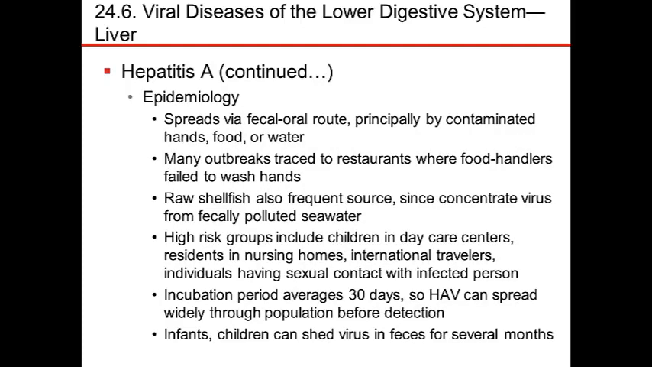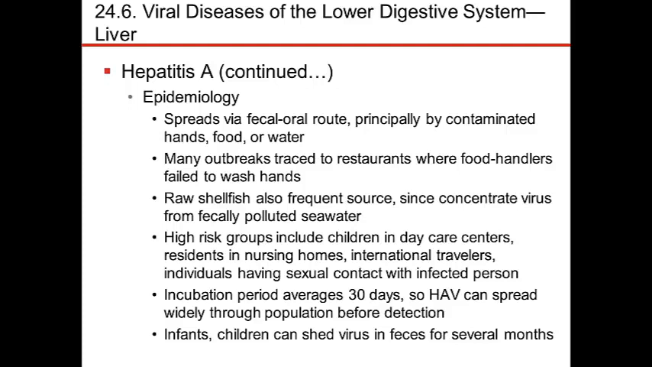Hepatitis A is a non-enveloped 27 nanometer heat, acid, and ether-resistant RNA virus. It's in the hepatovirus genus of the picornavirus family. The virus replicates in the GI tract and then spreads to the liver. But the virus does not kill liver cells. Any hepatocellular injury is caused by immune system attack by cytotoxic T cells.